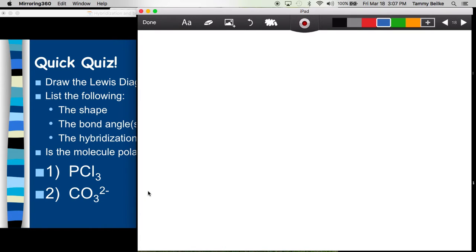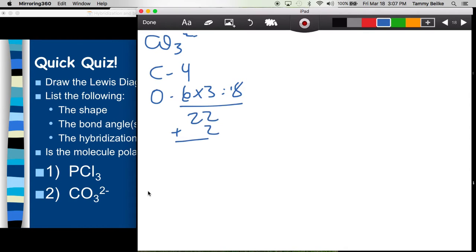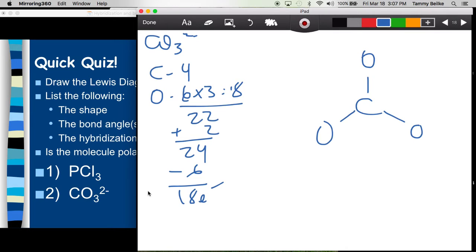For the next one, CO3 with a 2- charge. Carbon is 4 electrons, oxygen is 6, times 3 is 18, 18 plus 4 is 22, plus 2 is 24 electrons. So I'm going to put carbon in the middle, oxygens all around it. I used 6, I have 18 left. Put my 18 in, no more left. Is it all okay? Carbon needs an octet.